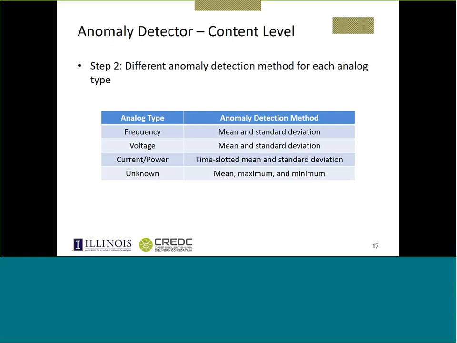Notice that this list, frequency, voltage, current, or power, is not fixed, and you can extend it by incorporating prior knowledge of other analog types into the inference model, the previous Bayesian-based inference model, and take their characteristics into consideration while selecting their anomaly detection method.